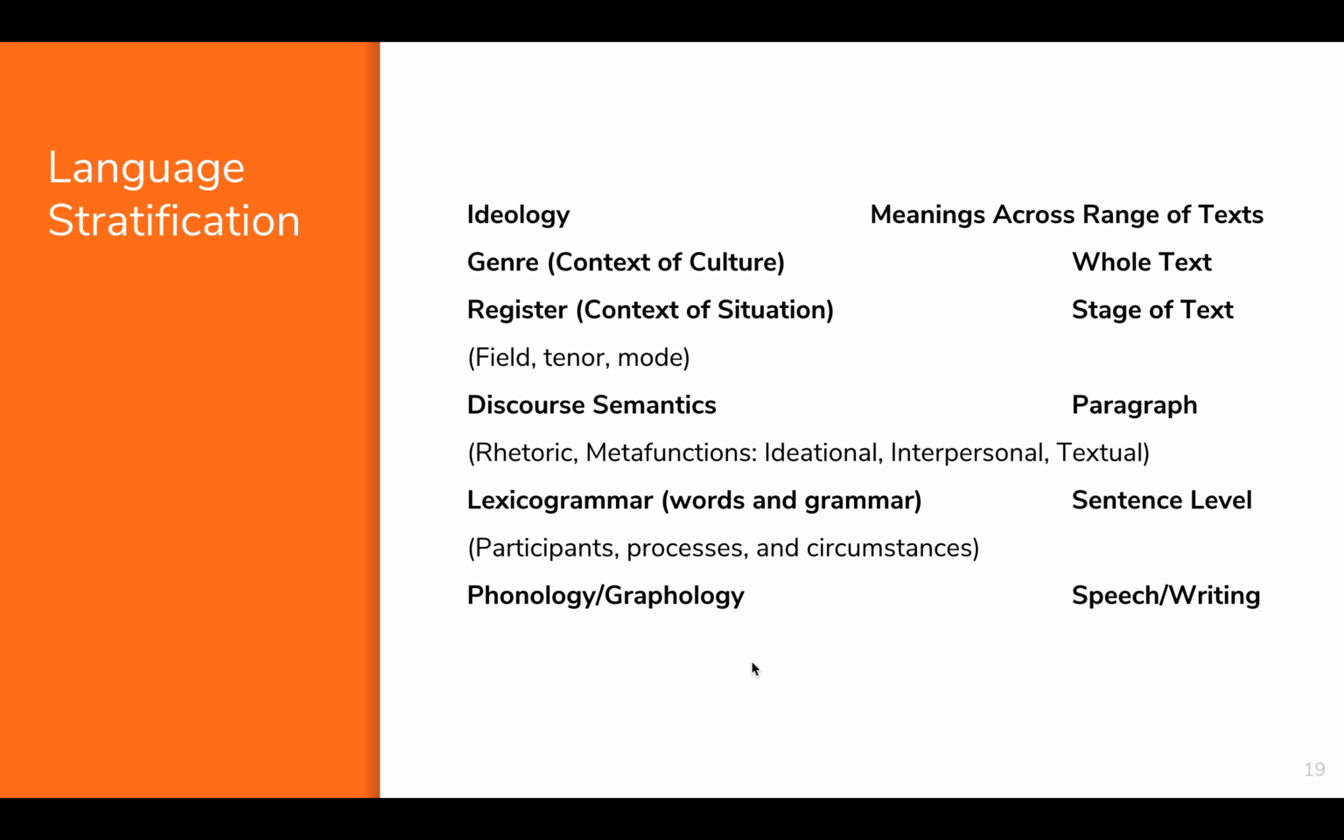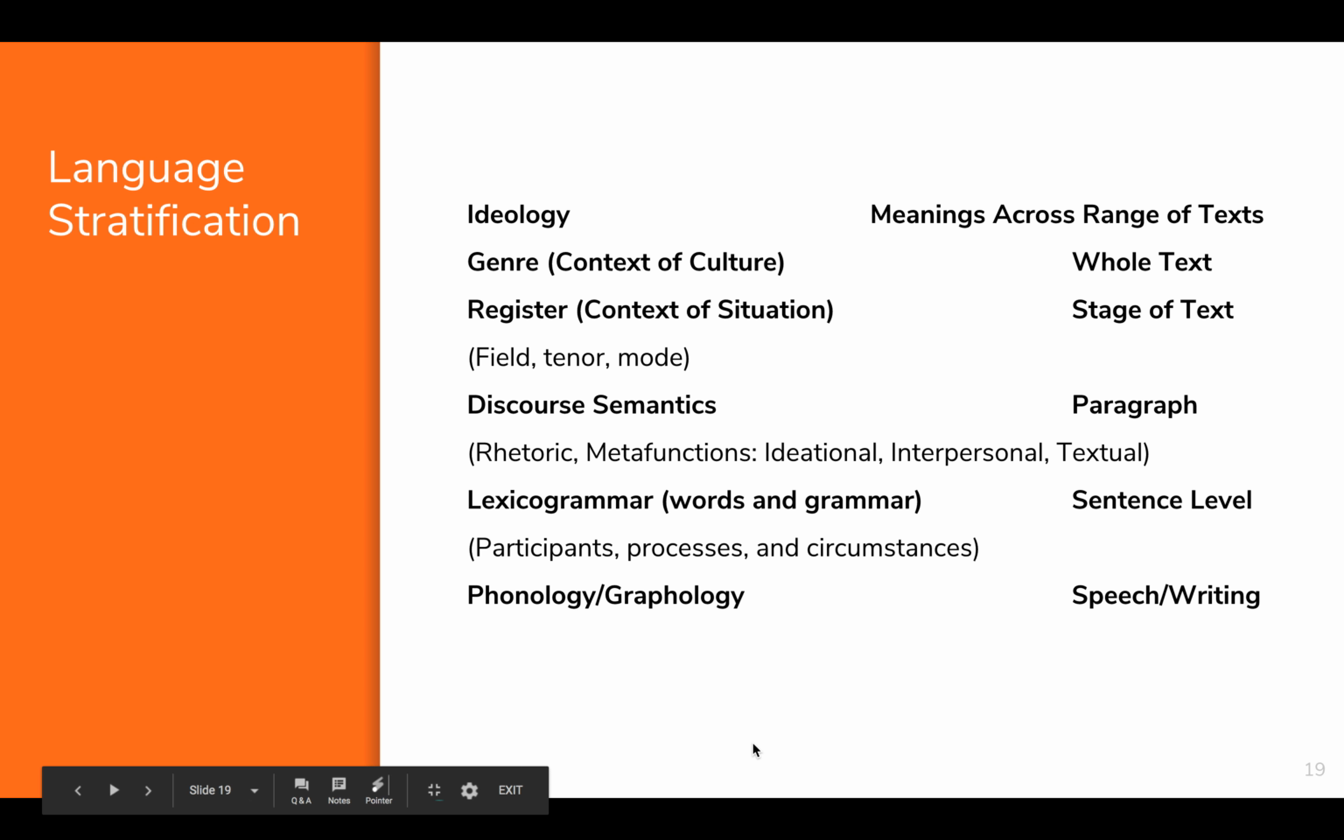And I'll get into eventually different types of metafunctions. But text can also make ideational and representational meanings. They can make interpersonal meanings, and then they're always encoded in an actual text. Register, the context of situation. So these are different stages of a text with the field, tenor, and mode variables, which I'll get into. Genre, the context of a culture, is a text as a whole, and like I said, ideology spans a multiple range of texts.